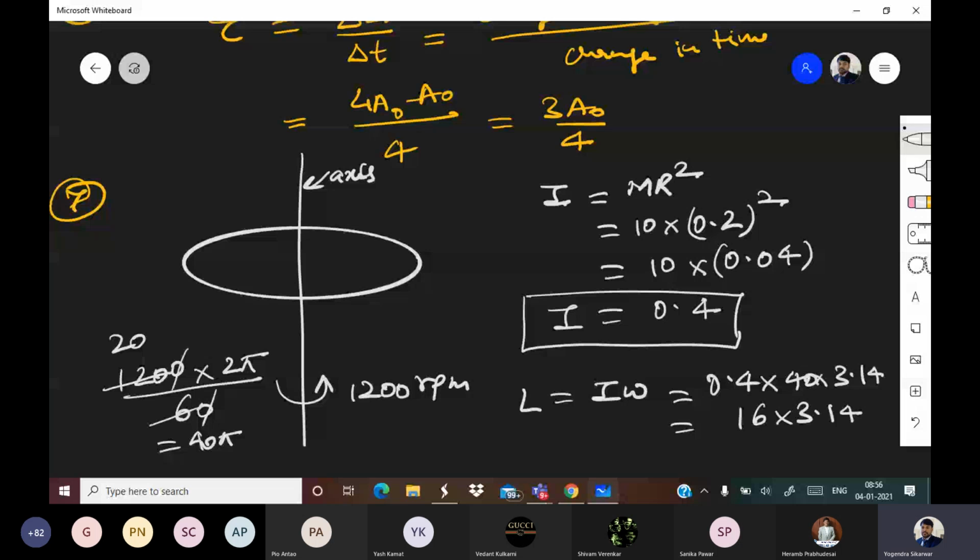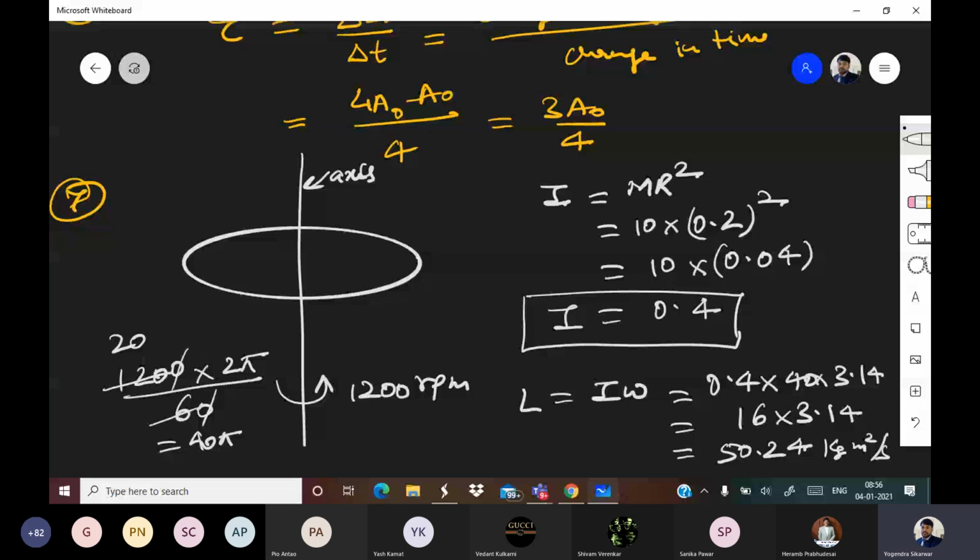How much is 16 into 3.14? 50.24. So 50.24 kg meter square per second. It will be like this. How much is the answer given? The answer will be C.